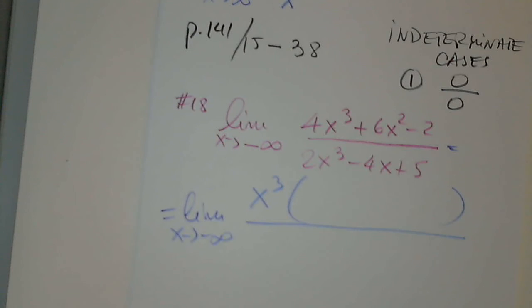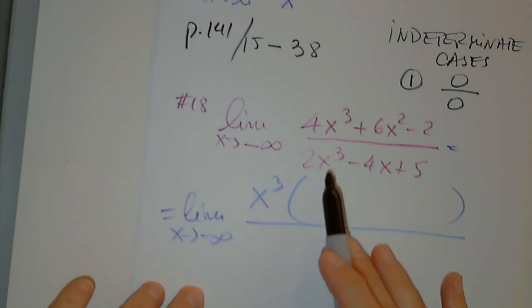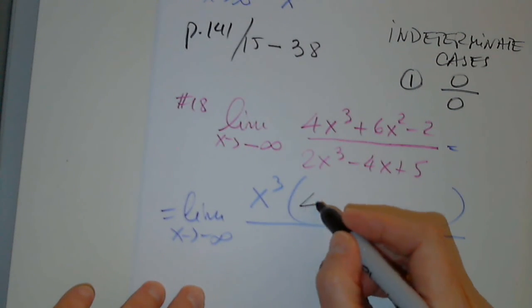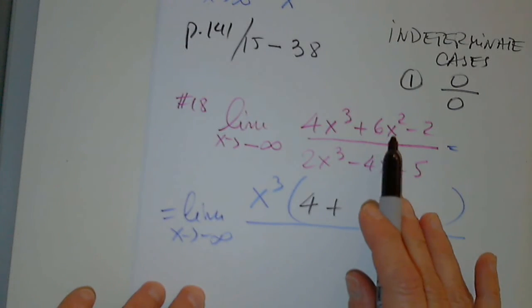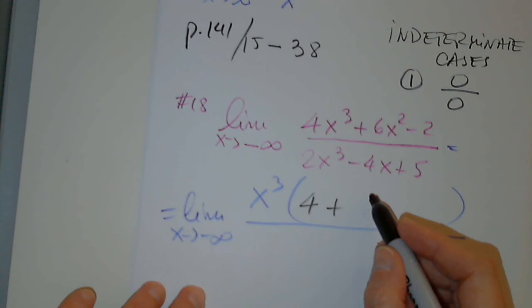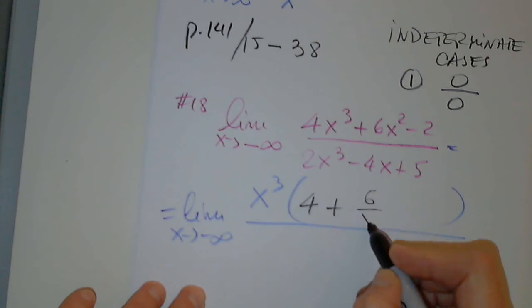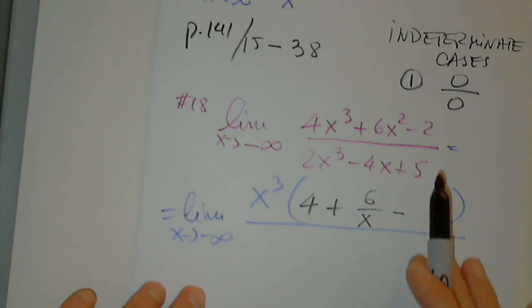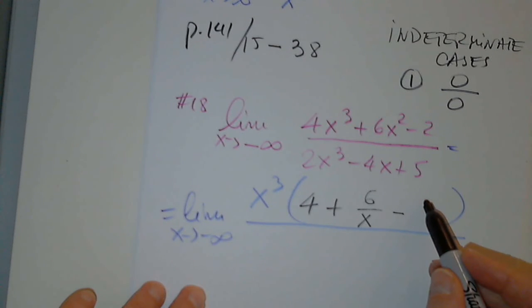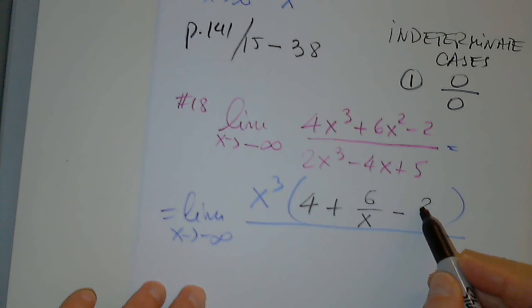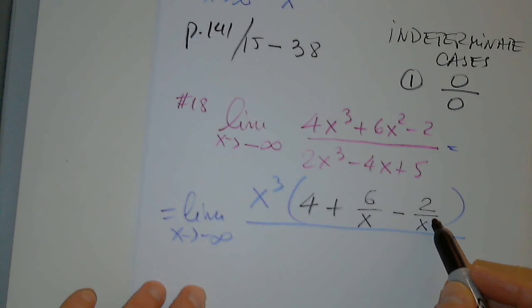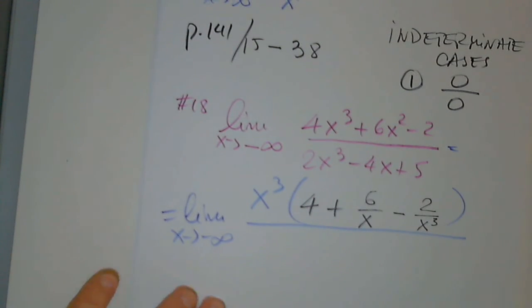Good. And you can say, but x to the third is not a common factor of the terms in the numerator. And I would say, of course, you're right. Of course, it's not. But I can take it out by force if I want to. x cubed times what is 4x cubed? 4. Plus x cubed times what is 6x squared? Thank you very much. Minus x cubed times what is negative 2? 2 over x cubed. Very good. Awesome.